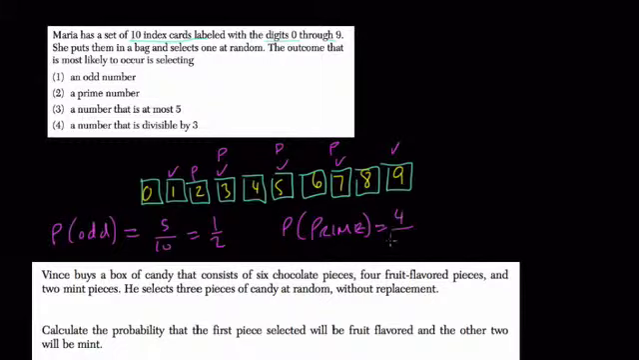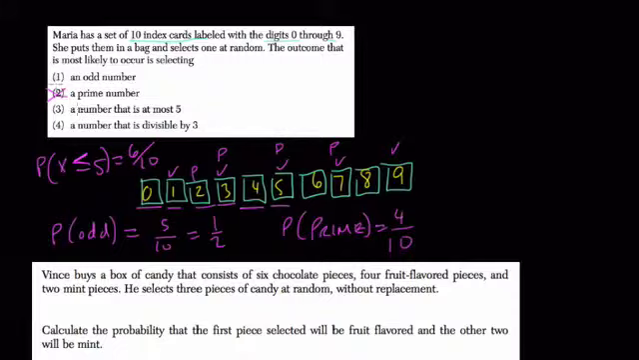So it's 4 out of 10, less likely. So we're trying to find the most likely, so that one's got a number that is at most 5. So 0, 1, 2, 3, 4, 5. So the probability that the number x is at most 5, so less than or equal to 5, is equal to 6 out of 10.